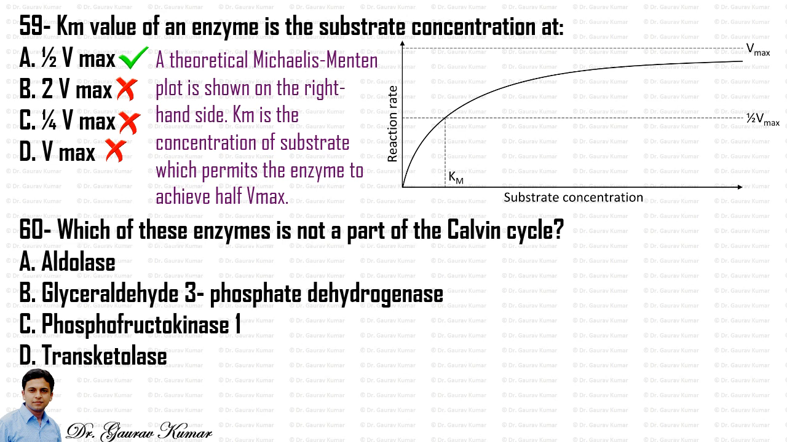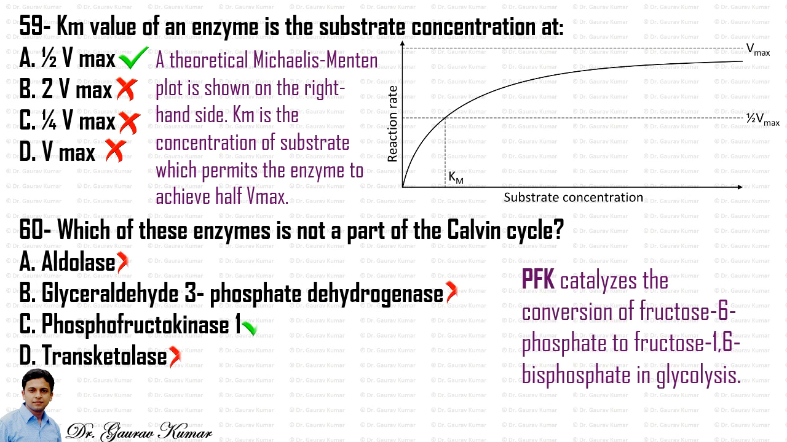Next question, which of the enzymes is not a part of the Calvin cycle? So this is a very straight question. We know that the option C, that is phosphofructokinase 1, that is the PFK, is not part of the Calvin cycle, because PFK catalyzes the conversion of fructose 6-phosphate to fructose 1,6-bisphosphate in glycolysis.